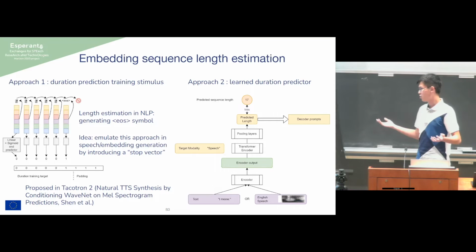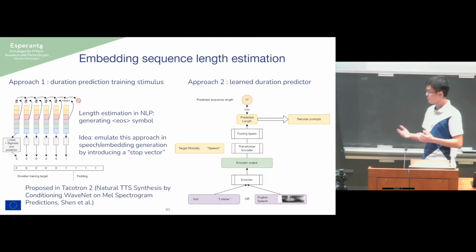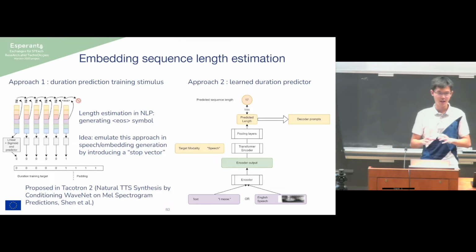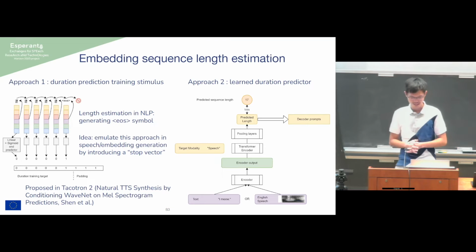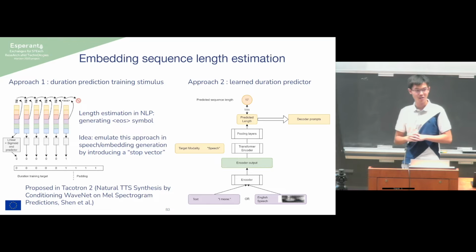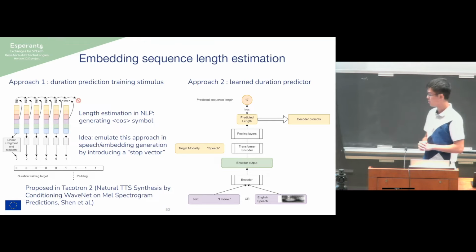Well, the same approach could be used for generating speech or generating embeddings. It is a little bit tricky to find an appropriate end of sequence representation in a continuous space, or at least that's what we found during this workshop. So we introduced two methods for helping our models generate sequences with appropriate lengths.